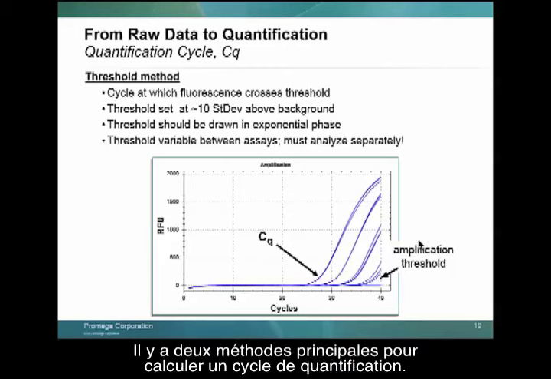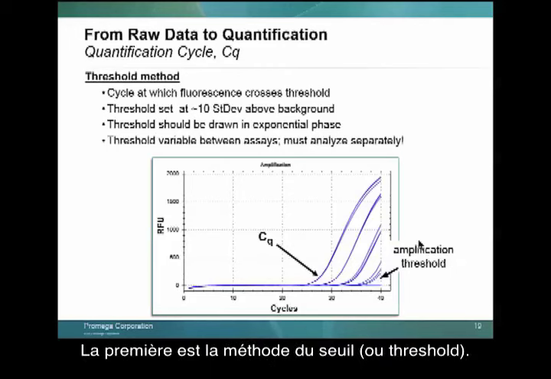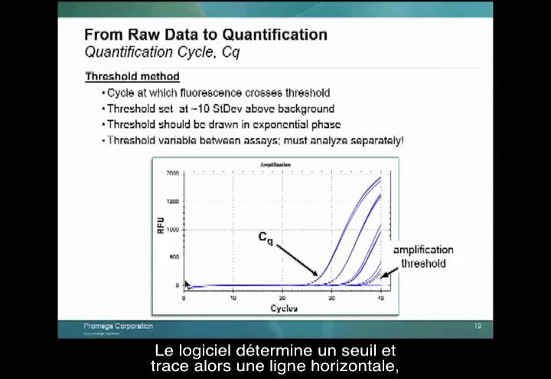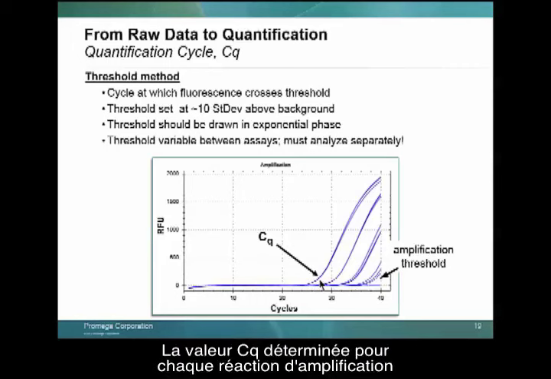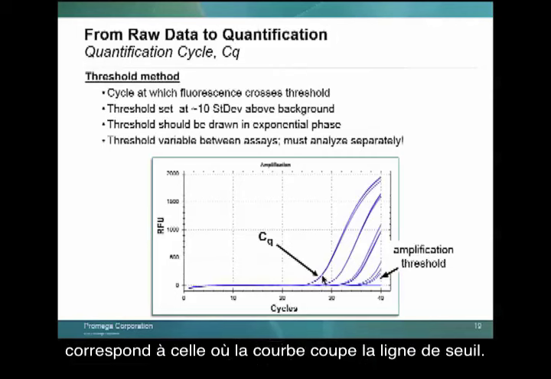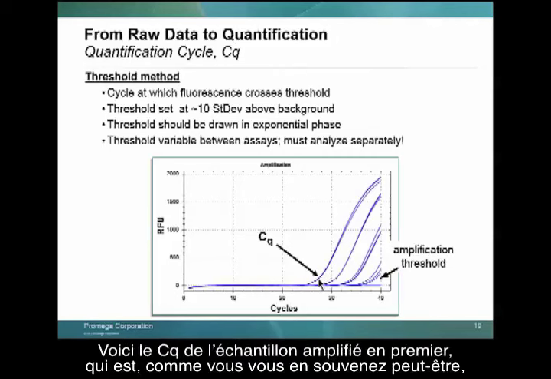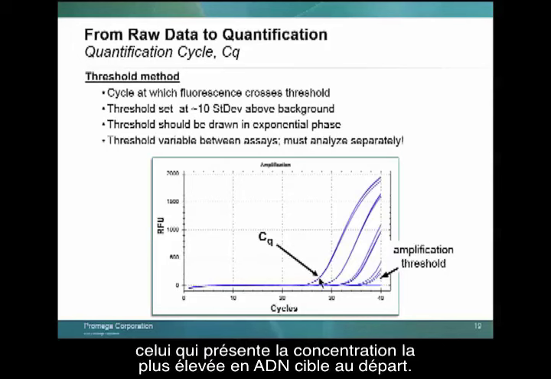So there are two main methods for determining a quantification cycle. The first is the threshold method. For the threshold method, the software will draw a horizontal line at some threshold that is higher than the background and is within the exponential phase of amplification. The CQ value that's determined for each amplification reaction is going to be the value where that curve fit crosses that threshold line. So this would be the CQ for the earliest amplifying samples, which if you remember are the samples that had the highest starting DNA concentration.